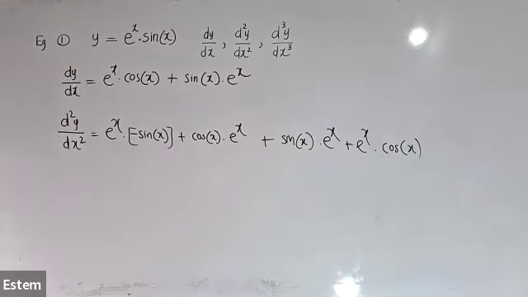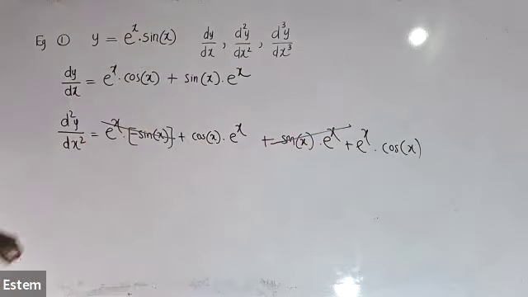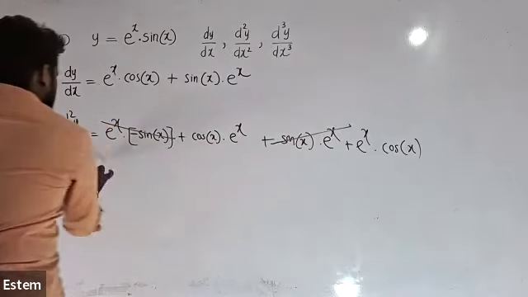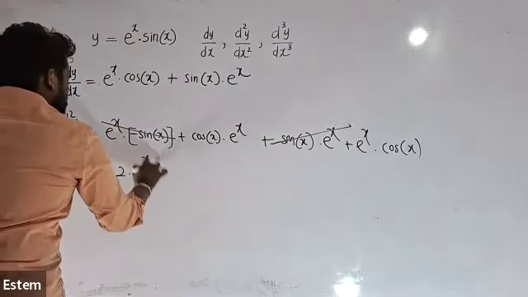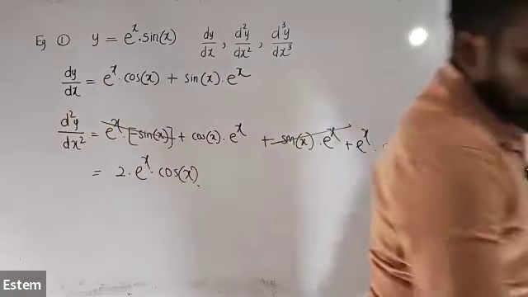Ex sin x, ex sin x, this is minus, this is positive, cancel off. Then ex cos x, ex cos x, it is 2 ex cos x. Did you get these things?